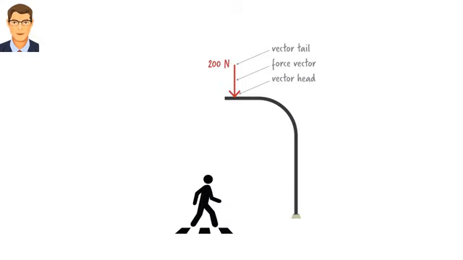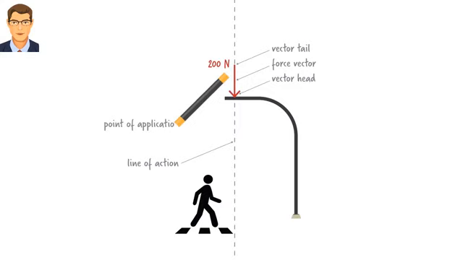A vector also has a direction. Here the force is pointing downward, or more accurately, it makes a 90-degree angle in the clockwise direction with the horizontal axis. We can also define a line of action for our vector. This is the line that passes through the head and tail of the vector and extends infinitely in either direction. When dealing with mechanics problems, we may also be interested in the point of application of the force.